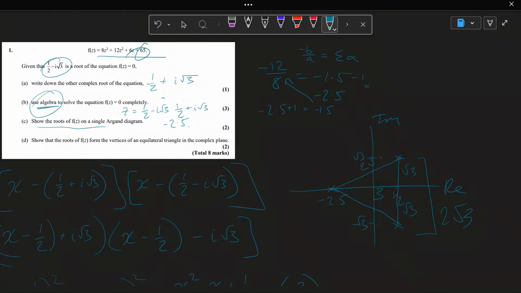That will give you 2 root 3. This would also be 2 root 3. Therefore, we can prove that since all side lengths are equal, it is equilateral.